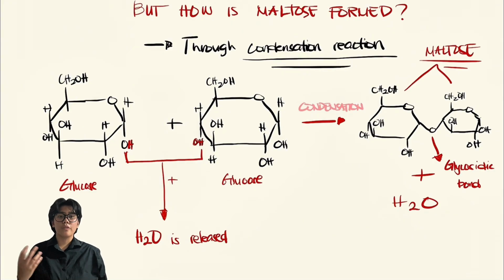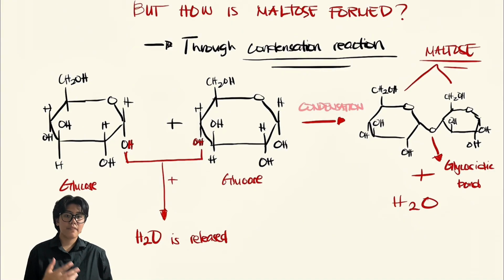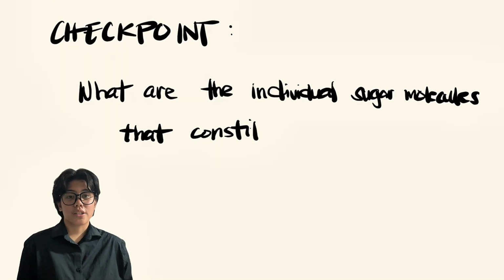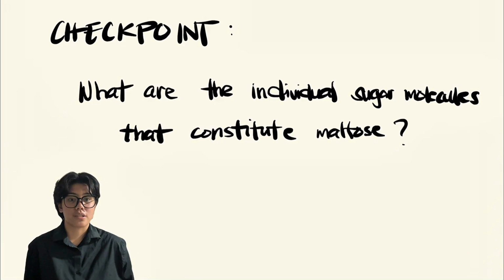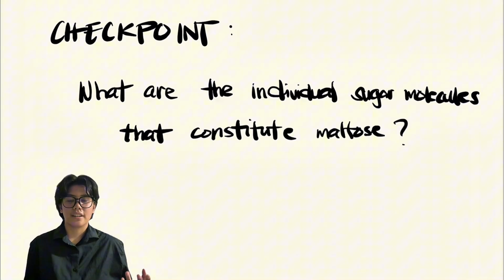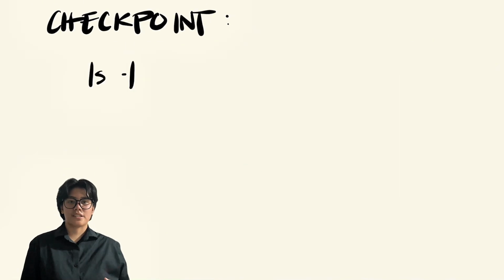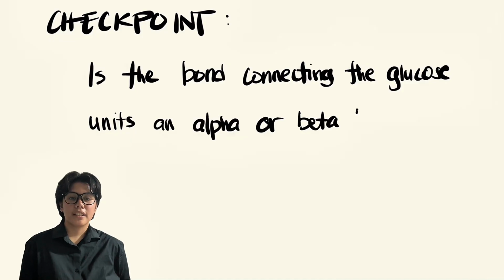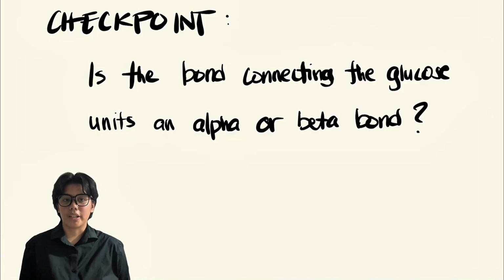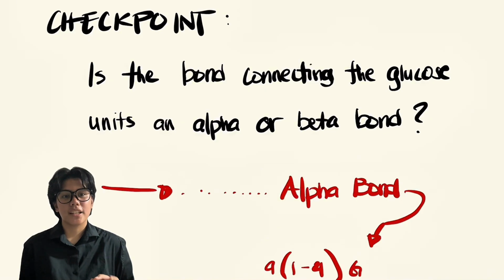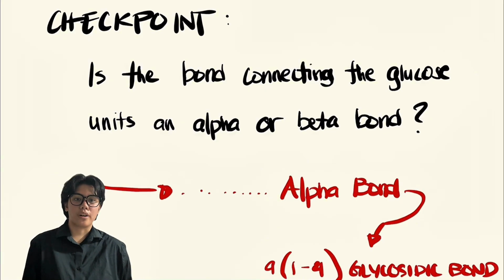So before we move on to the next segment of our discussion, I have a few questions to ask you. First, what do you think are the two simple sugars that make up maltose? You can pause the video to think of an answer. So the answer is 2 alpha-D-glucose units. Next, is the bond connecting the glucose units an alpha or a beta bond? So the answer is, it's an alpha bond, specifically an alpha 1,4 bond.